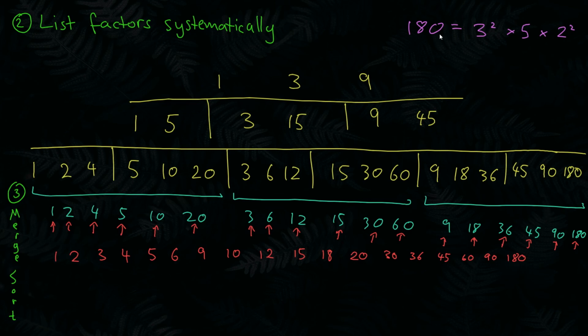So next time you're faced with a problem like this, don't use an ad hoc method. Don't just kind of do your best and wing it. Definitely start by prime factorizing and then building a table like this. And then finally, at the end, once you've got your factors, sort them using merge sort, and with high probability, you'll get the correct answer.